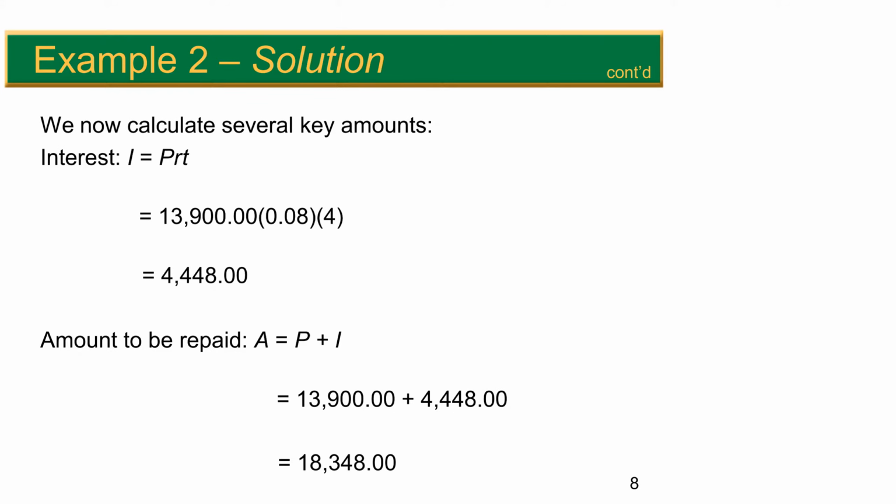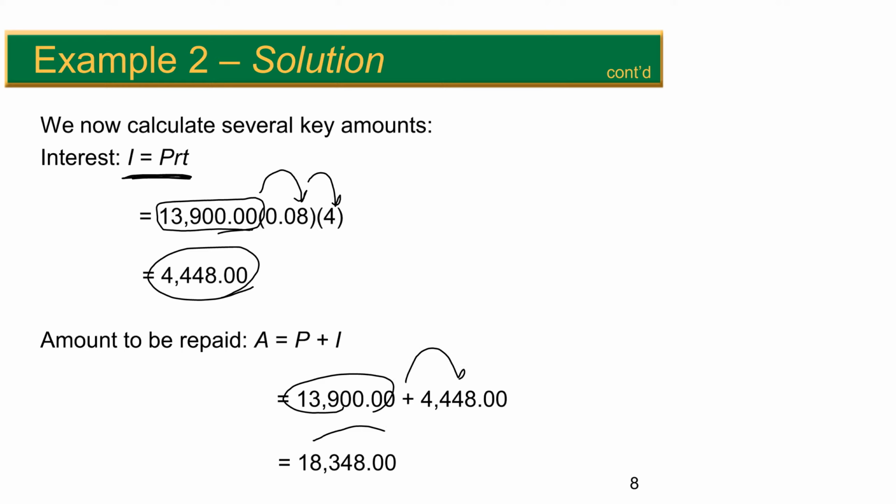Now, when we started this problem, we said that the interest rate was going to be 8% and that we were going to be paying on this car for 4 years. So if I want to calculate the finance charge, or the interest, at simple interest, this is the price that I'm financing, the price of the car, times 8%, the interest rate, times 4 years. So this is the interest. I'm going to end up paying for my car my $13,900 plus the interest, which is $18,348. That's how much I'm actually going to have to pay for the car.